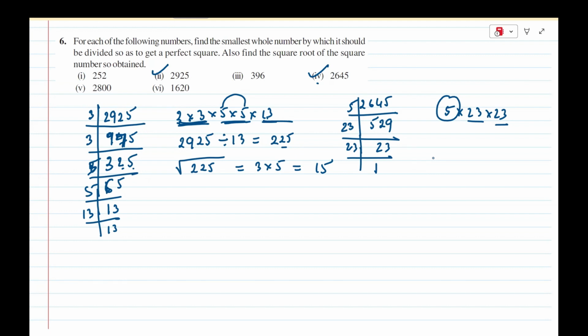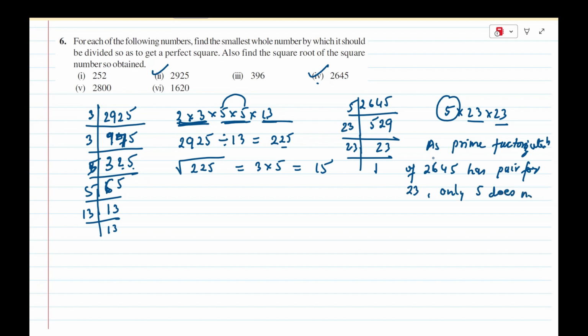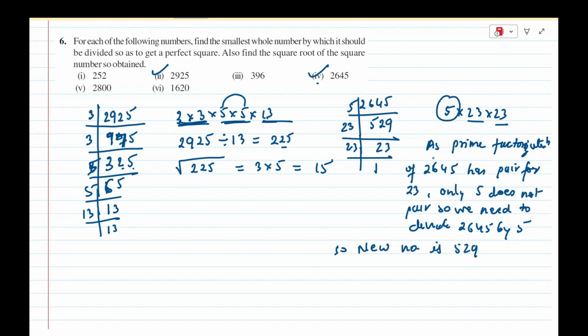I have not written the statement anywhere. So you can write: prime factorization of 2645 has a pair for 23, only 5 does not have a pair. Correct? So we need to divide 2645 by 5. And what will be the number? So the new number is 529. And square root of 529 is 23.